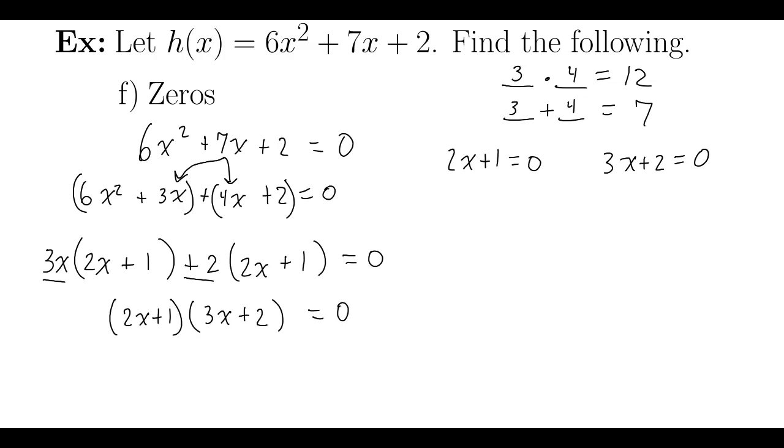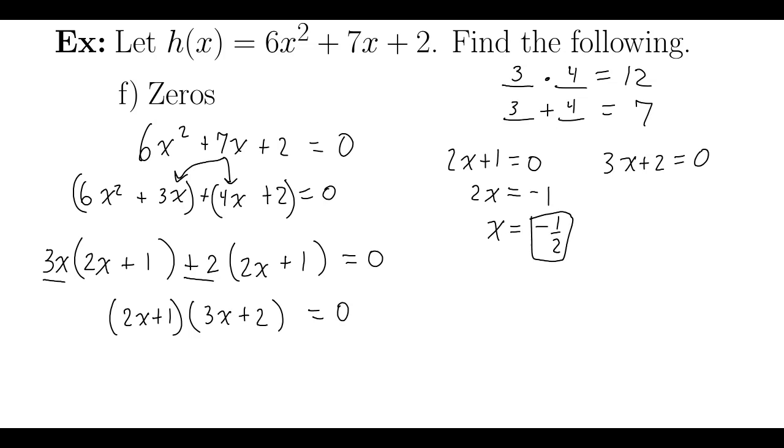2x plus 1 equals 0. Subtract 1 from both sides. So 2x equals 0 minus 1, which is negative 1. Divide both sides by 2. Negative 1 half. That would be my first zero.